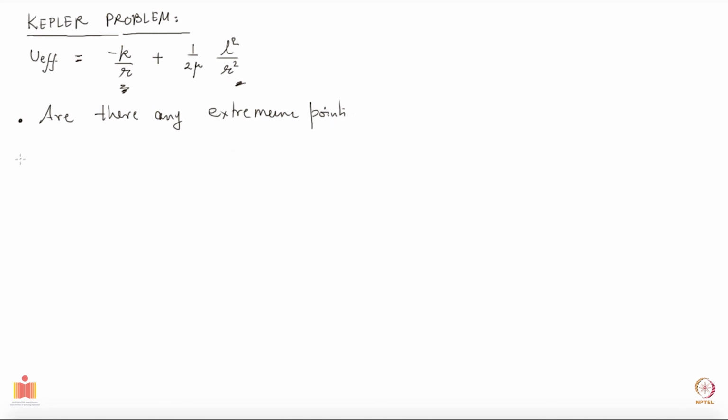You can check immediately the following: if you take the first derivative and equate it to 0, you do get a non-zero solution, and this happens at r naught equals L square over k mu. So there is a potential candidate for an extremum. Please check this. Then let's also calculate the second derivative to know the nature of it.